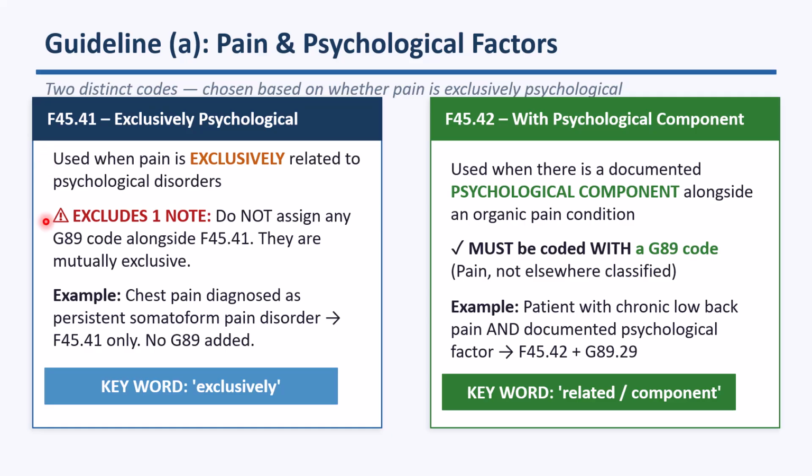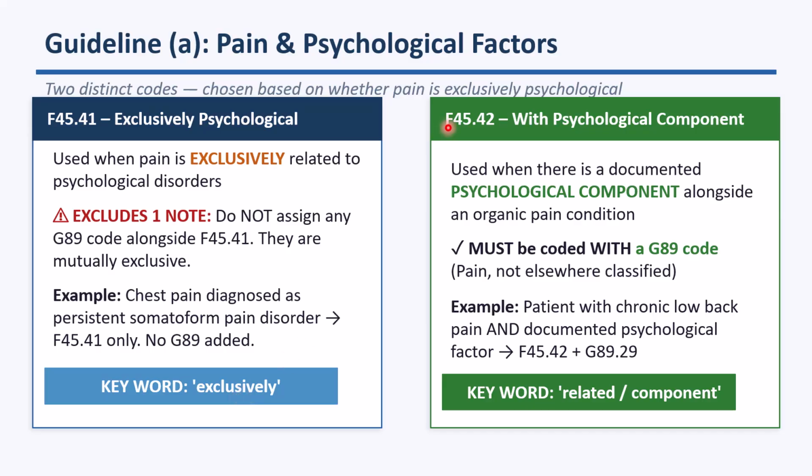And here's what you absolutely must remember. There's an Excludes1 note under category G89. And an Excludes1 note means you cannot use both codes at the same time. So if you assign F45.41, you must not assign a G89 code alongside it. They are mutually exclusive. For example, chest pain diagnosed as persistent somatoform pain disorder, then code F45.41 only, no G89 added. So the keyword is exclusively.